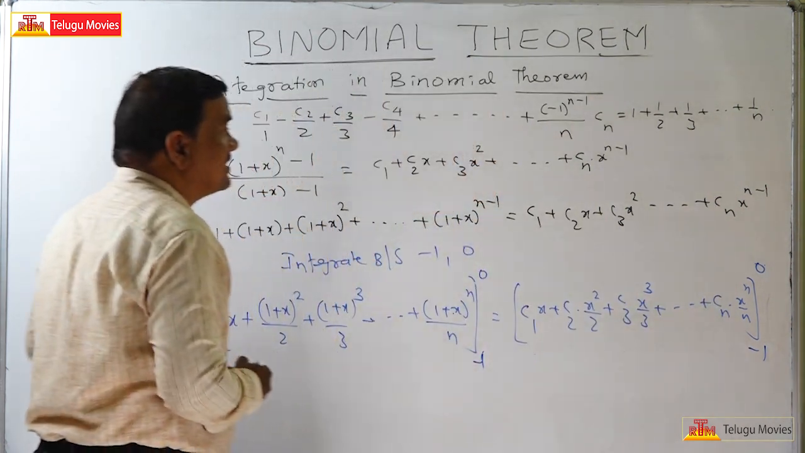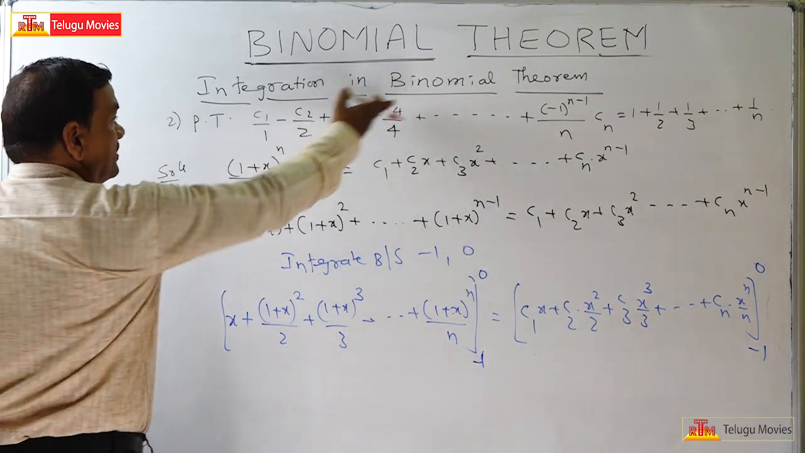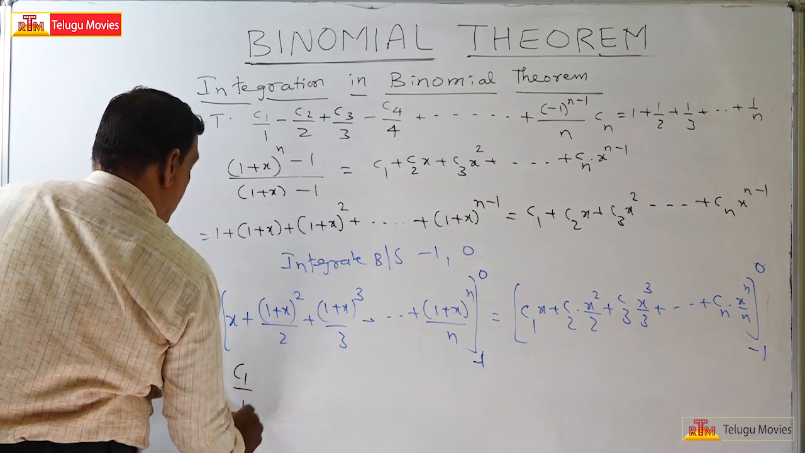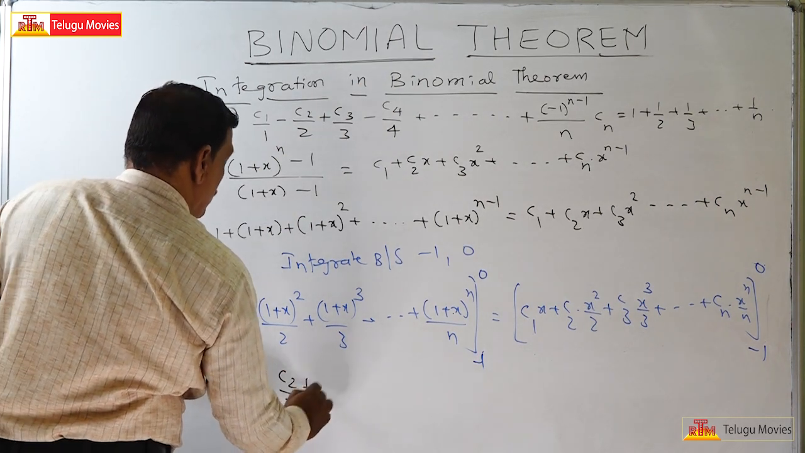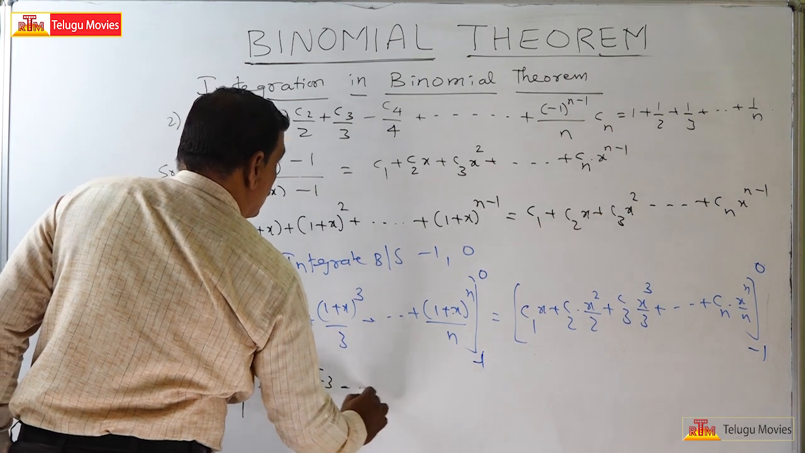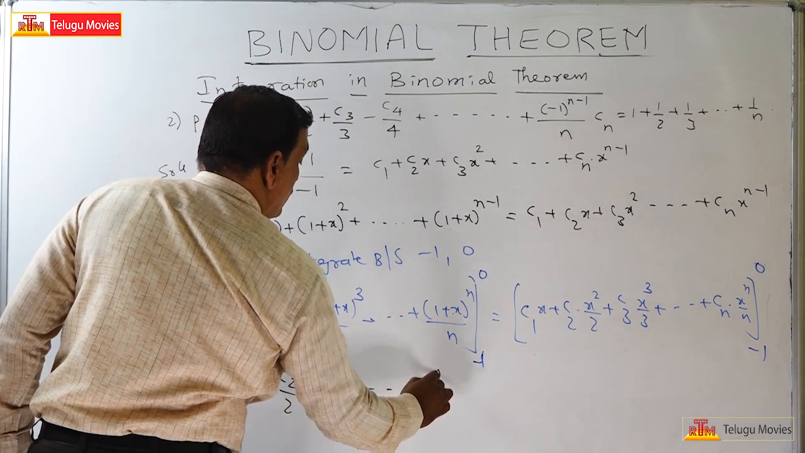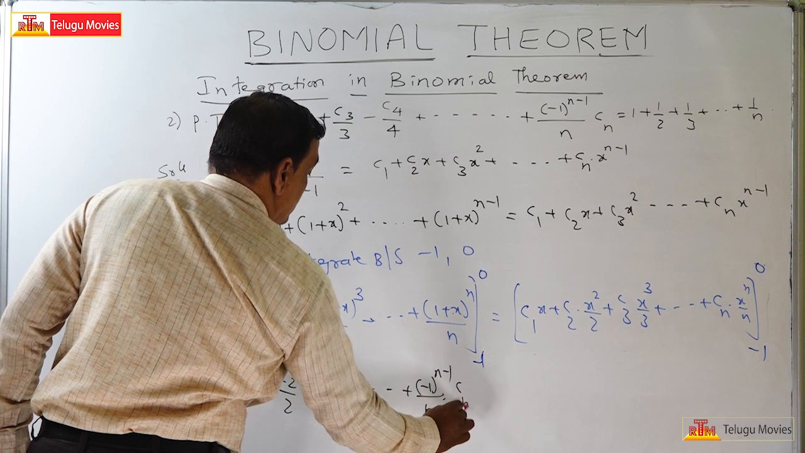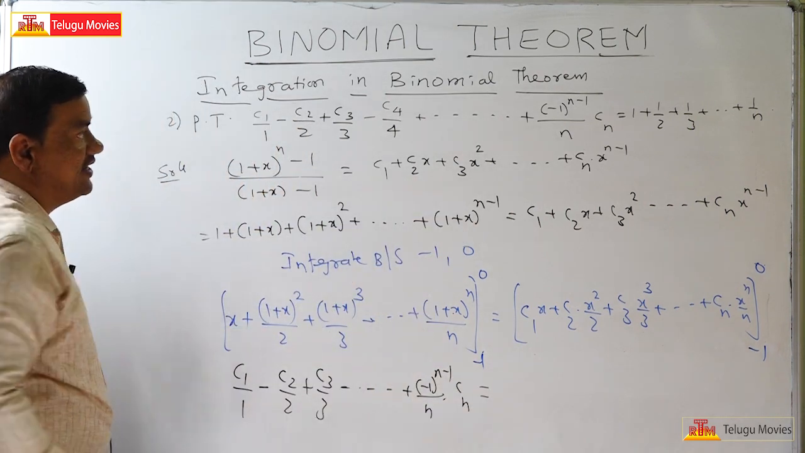If you take minus common outside, you will get this expression: c1 by 1, c2 by 2, plus c3 by 3, so on, you will get minus 1 whole power n minus 1 by n into cn. That is equal, that term I am writing, why? Because it is the left hand side.